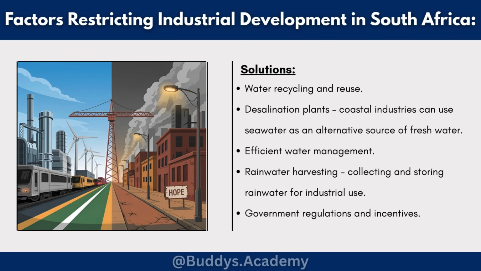Another solution will be your efficient water management. So that's going to be introducing your water saving technologies like closed loop cooling systems in factories. We have your rainwater harvesting, which is collecting and storing rainwater for industrial use. And lastly, we have your government regulations and incentives. Now, this is basically going to be your policies which are going to encourage industries to use water responsibly and invest in sustainable systems.